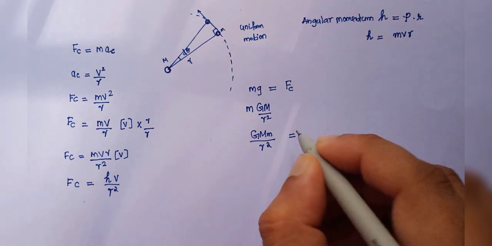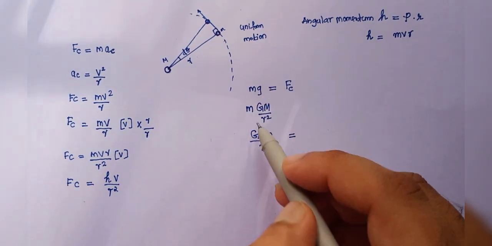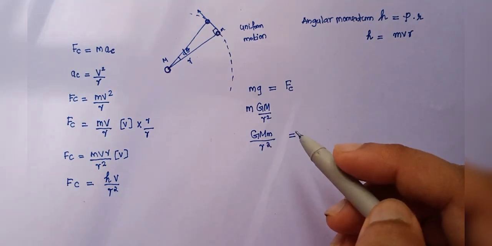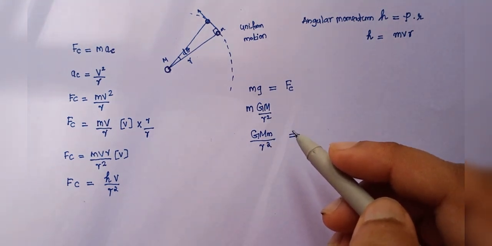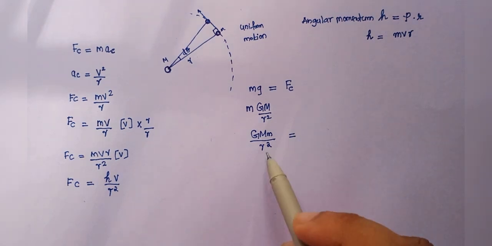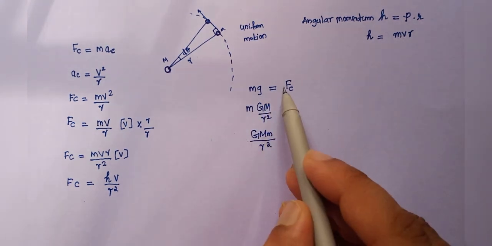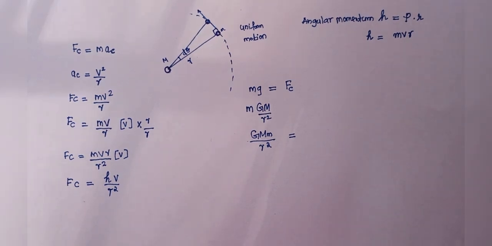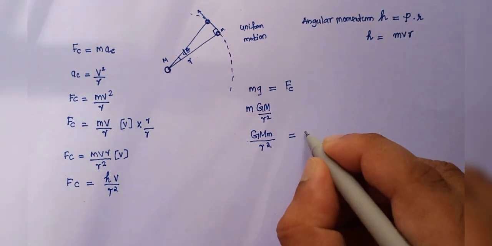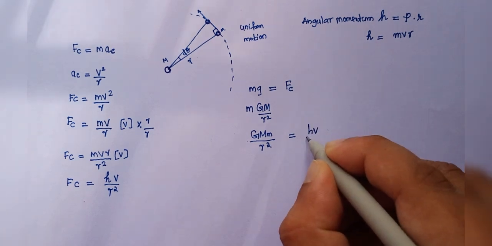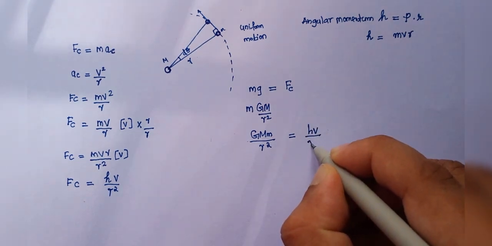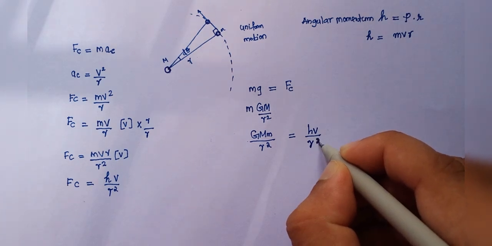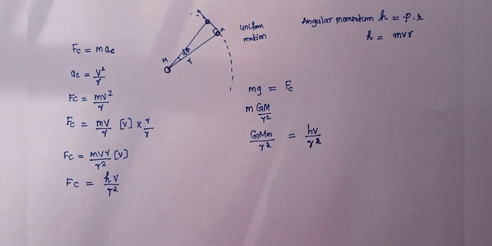Now I equate. This time we'll take only the magnitudes. If you apply magnitudes, everything is going to be positive. We are not worried about any direction, because ultimately we want to equate the two terms. So if it is negative on both sides, it gets cancelled. Anyway, we're going to take the magnitude term. So GMm by r square should give me h into v by r square. I hope this is clear for you.